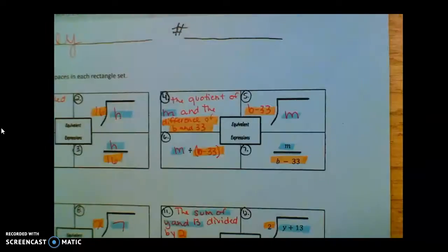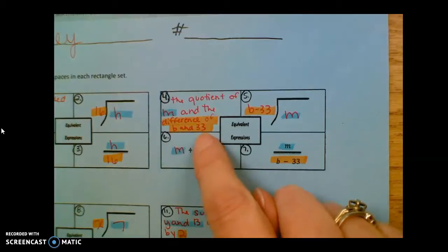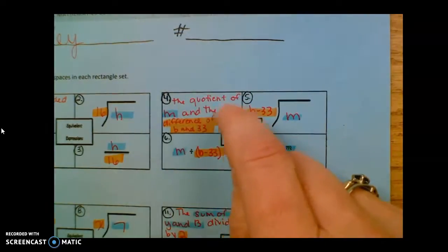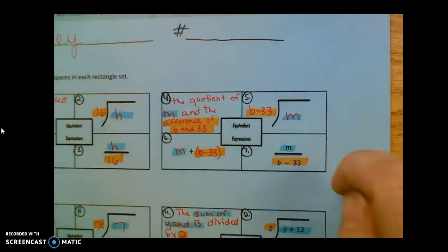For the next one, the quotient of m and the difference of b and 33, you could have said m divided by the difference of b and 33. You could have said something else for the subtraction there. If you said something along those lines, go ahead and give yourself the point.